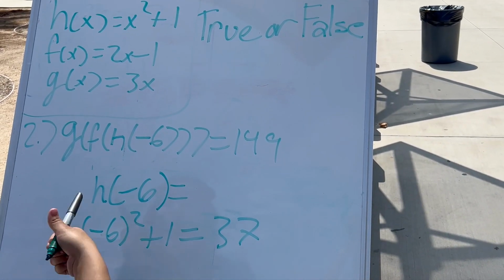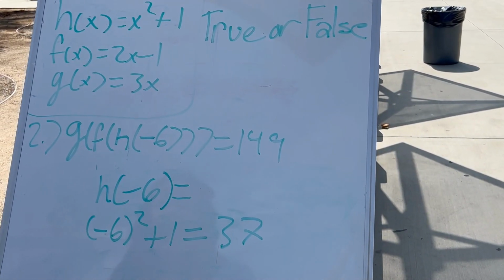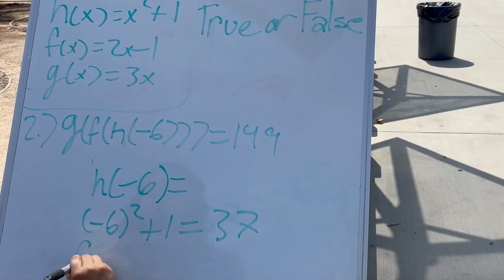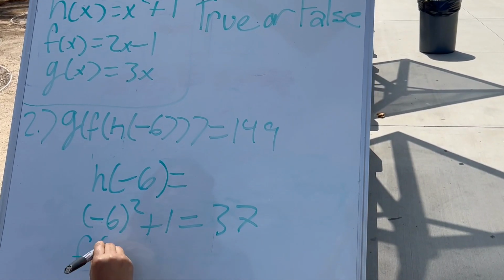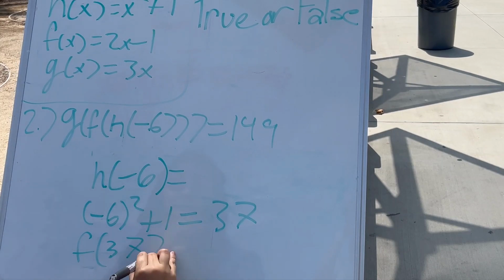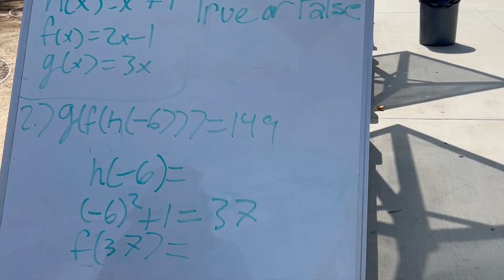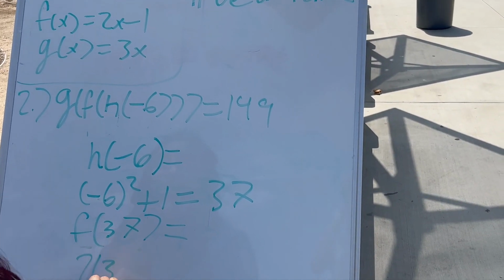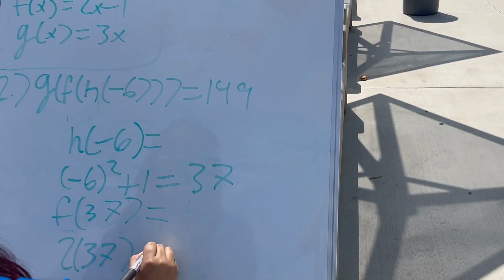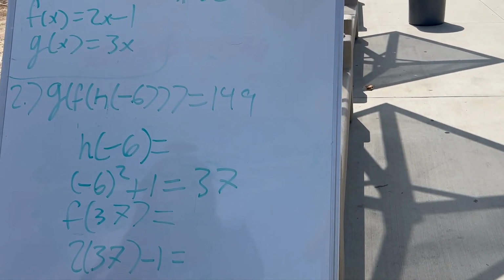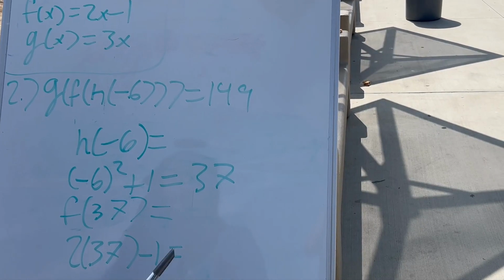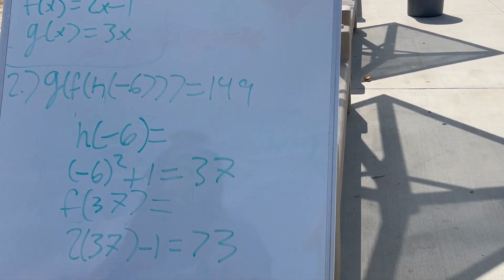Now we are going to do f of negative 6. So we're going to take f and we're going to sub in this number that we just got, 37. So we're going to do 2 times 37 minus 1. 2 times 37 equals 74, minus 1 equals 73.